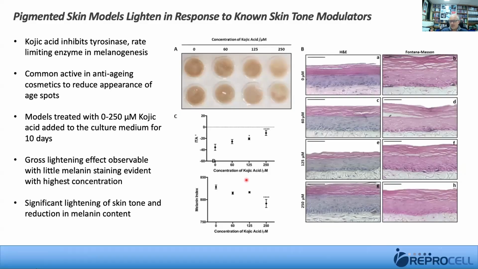Well, here's an example of using a well-known molecule which is known to lighten skin tone. So kojic acid inhibits tyrosinase, the rate-limiting enzyme in melanogenesis, and as you increase the concentration of kojic acid, you see the models begin to lighten. And of course, you can measure this very easily using the skin tone device, which is also compatible with the approach in the clinic.